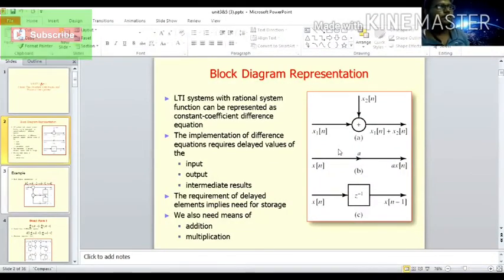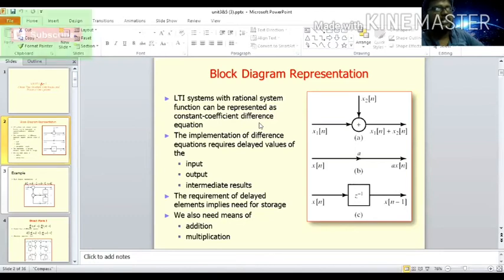In this lecture, we will learn about the block diagram representation of LTI systems. An LTI system with a rational system function can be represented as a constant coefficient difference equation.